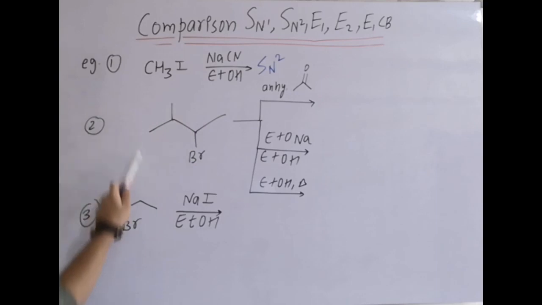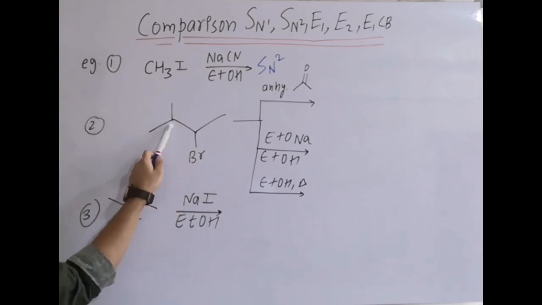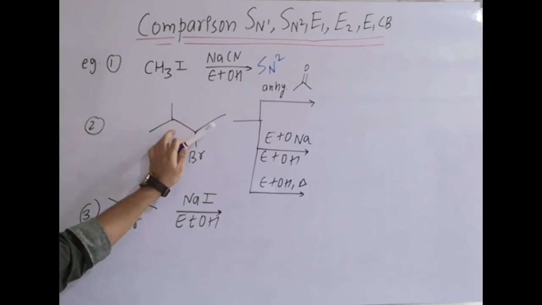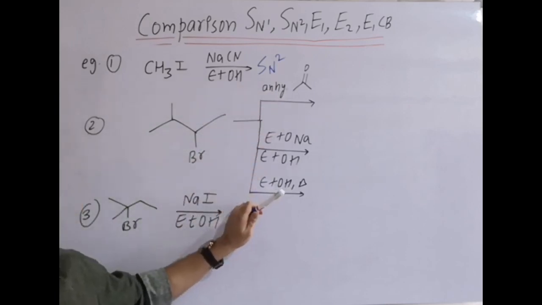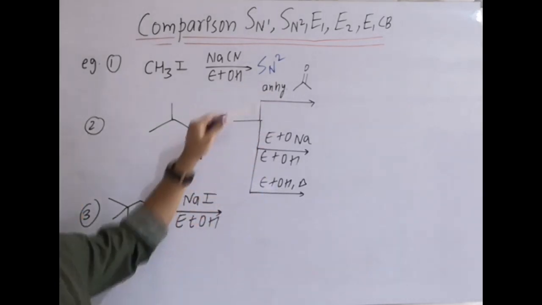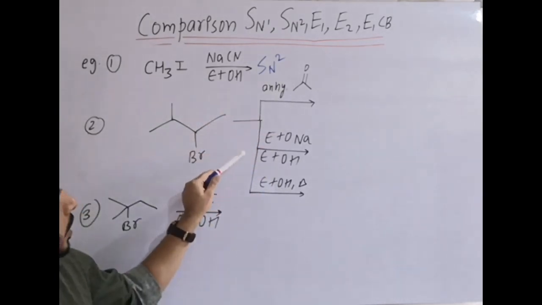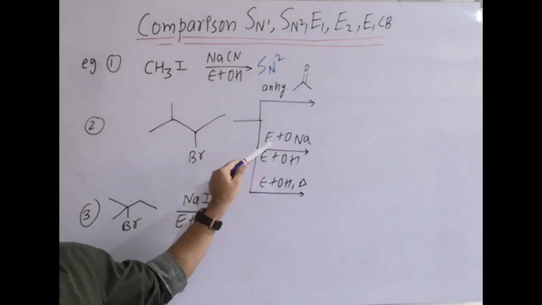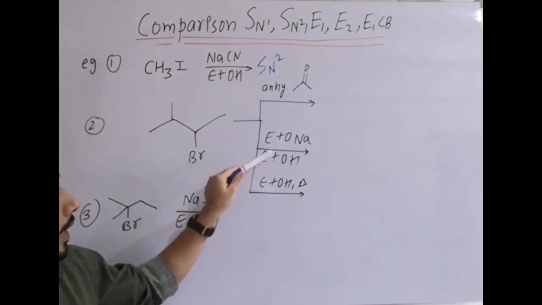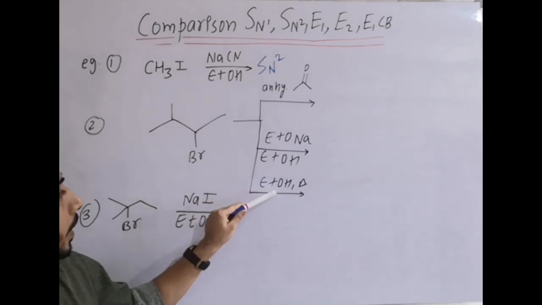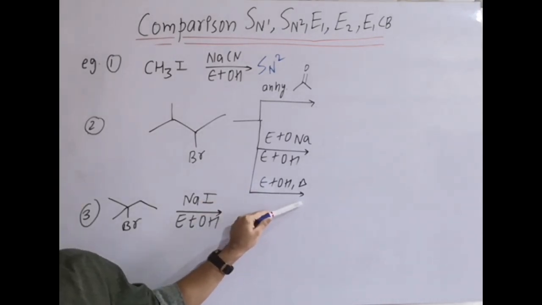In the second example, it is 2-bromo-3-methylbutane. Now here, if you have to do these three, firstly try these two, then try the first one. It is an alkoxide ion, sodium ethoxide in ethanol. It is only ethanol, heating is done.